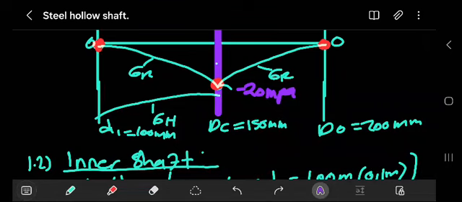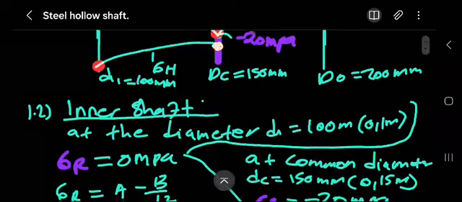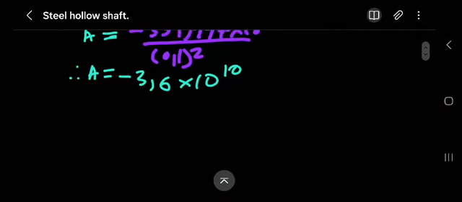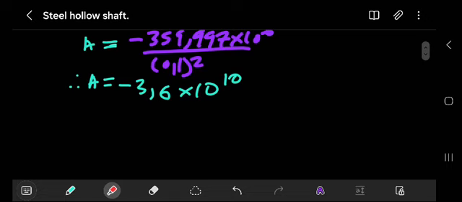If we have a small diameter, we'll have the maximum. If we have the bigger diameter, we'll have the minimum. So the minimum is here, and the maximum will be here where we have the smaller diameter. So let the common diameter be 0.15. Okay, let's find the stress there.